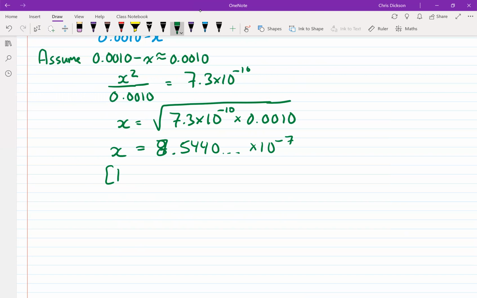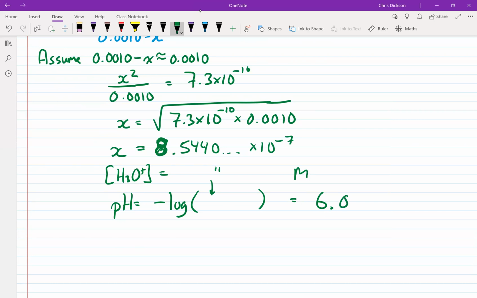Now, the X value is the concentration of the hydronium, so it's the same number. That's 8.5 times 10 to the minus 7 molarity. And then the pH should equal the negative log of that number. So that would be the number I want to put in here. So I'm going to negative log that number, and I get a value of 6.07. So 6.07. So once again, that's even higher than the 4 we got from the last question and the 2.